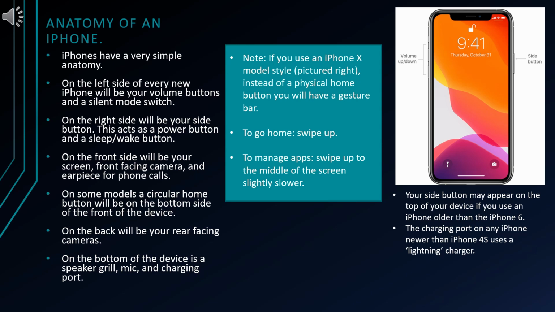On some models, a circular home button will be on the bottom side of the front of the device. On the back will be your rear-facing cameras. On the bottom of the device is a speaker grill, mic, and charging port.